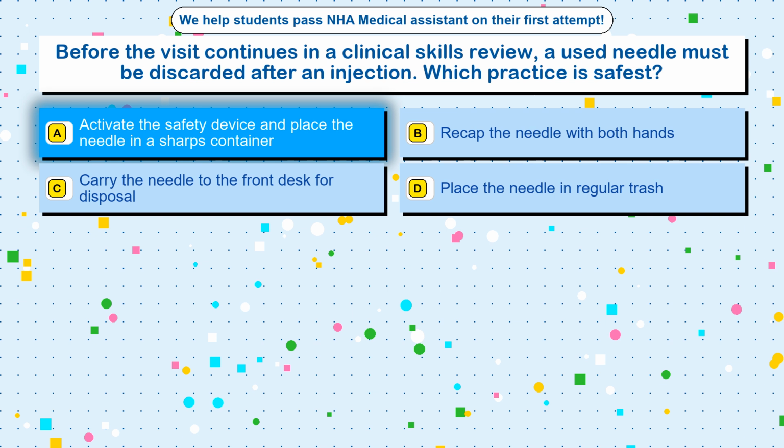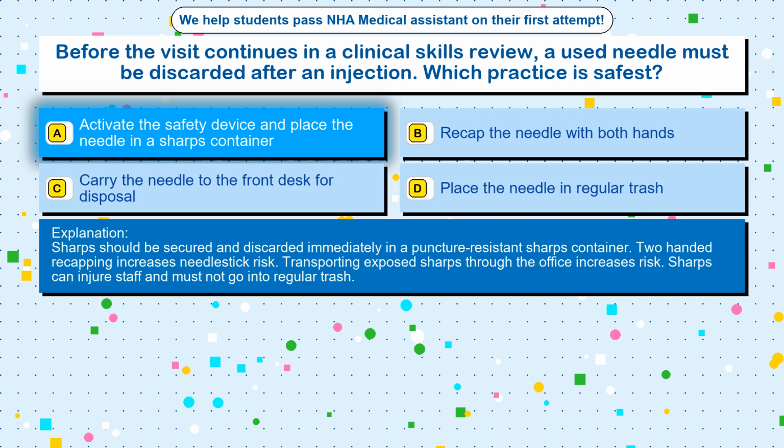Activate the safety device and place the needle in a sharps container. Sharps should be secured and discarded immediately in a puncture-resistant sharps container. Two-handed recapping increases needle stick risk. Transporting exposed sharps through the office increases risk. Sharps can injure staff and must not go into regular trash.